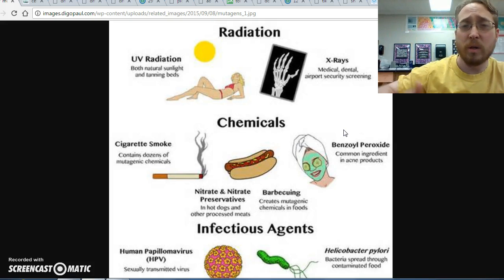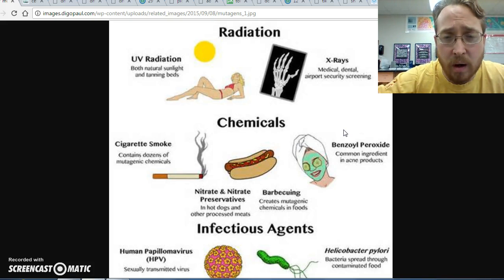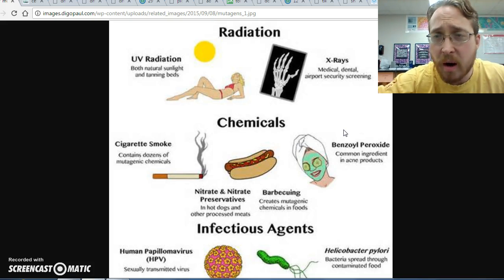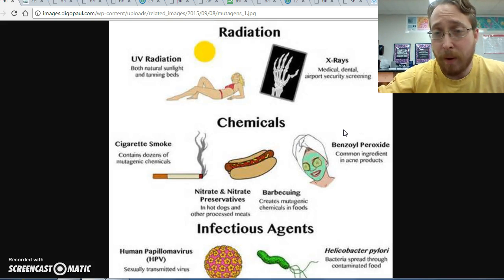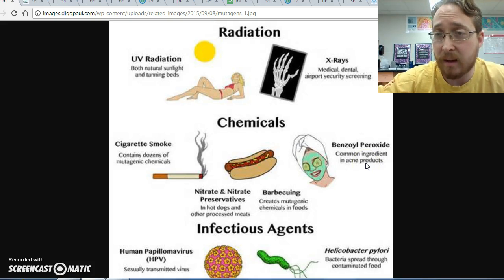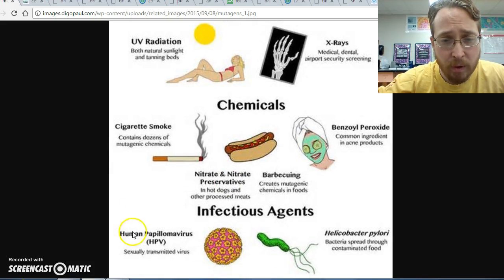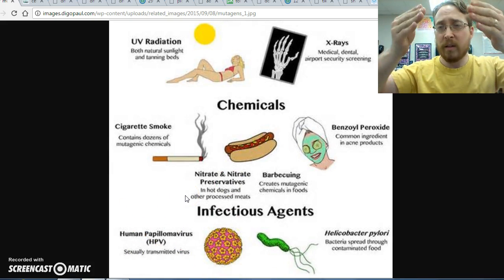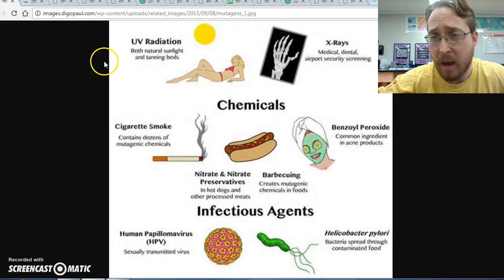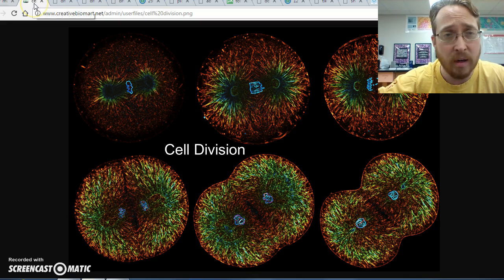We also have mutagens, or chemicals that will affect your DNA, like smoke and tar and aspartame, and apparently some common ingredients in acne products that I don't know anything about, and nitrate and nitrite preservatives for meat processing, etc. And viruses. We know that viruses can get in there and inject their DNA into yours, so they can change the nitrogenous bases of your DNA.